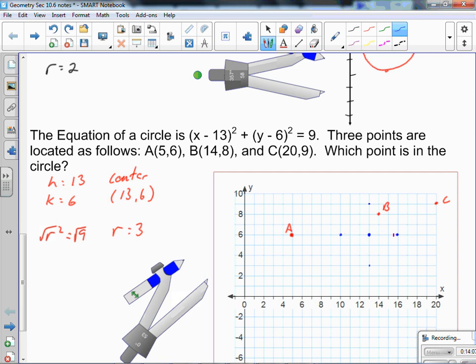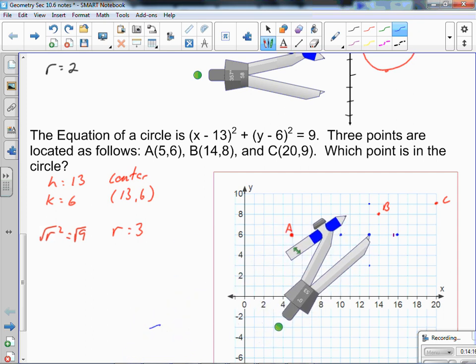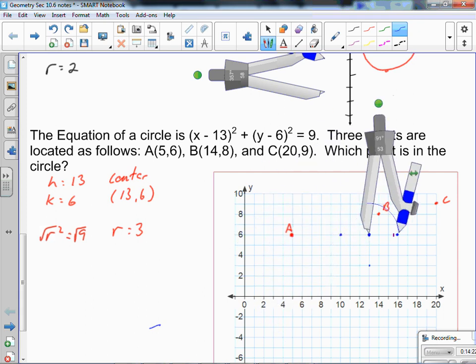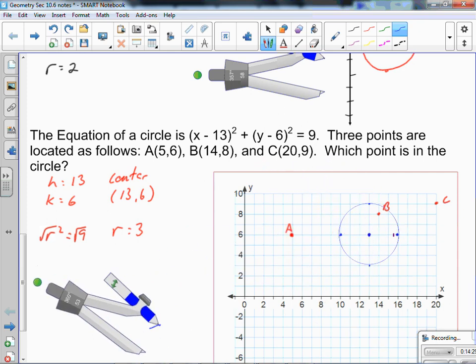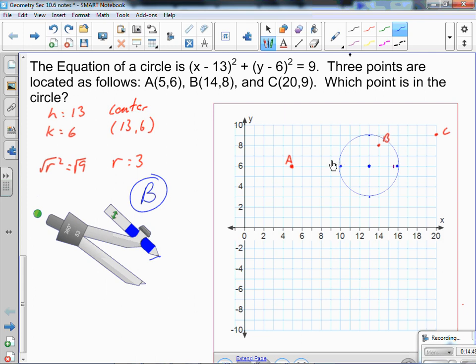At this point, probably don't even really have to draw in the circle, but might as well. Drawing the circle, point B is the only one that is in the circle. So which point's in the circle? Point B, right? And that's all of them.